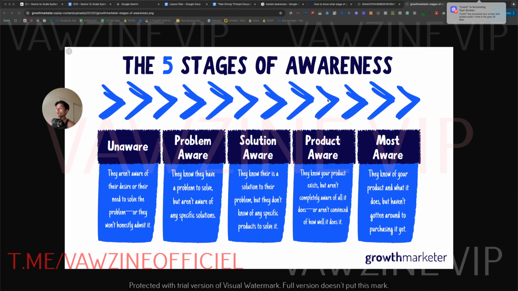So it's really important to understand the difference between solution aware and product aware. In solution aware, customers and audiences know there is a solution to their problem, but they don't yet know of any specific products to solve it, right? So they know that the problem can be solved. And in product aware, they know your specific product exists. They know that testosterone supplements exist, but they aren't yet convinced that it's the best way to solve their problem. They may not know everything that it does.